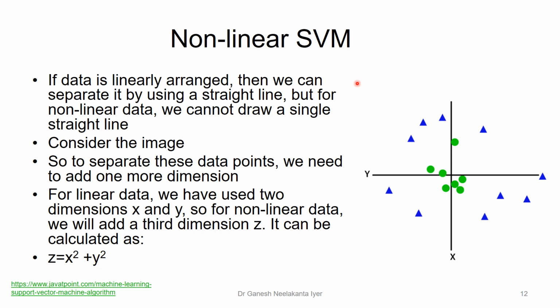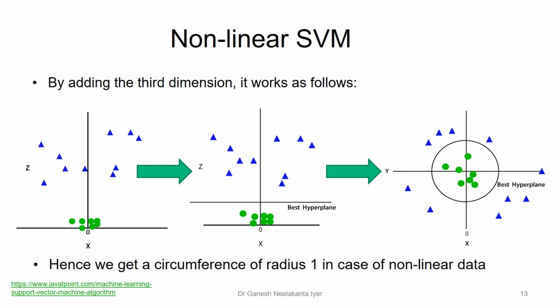So let's add a dimension z, and z is x square plus y square. So by adding the third dimension, it looks like this. So these points are now mapped into x versus x square plus y square. And then we are able to find a very good hyperplane. Now map it back to x and y, we get the best hyperplane. Here we get a circumference of radius 1 in case of non-linear data.